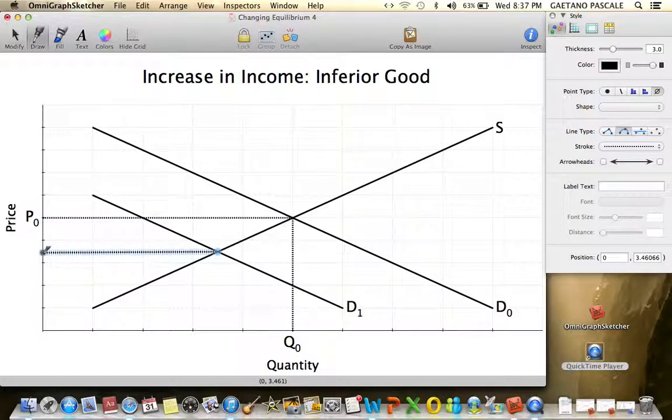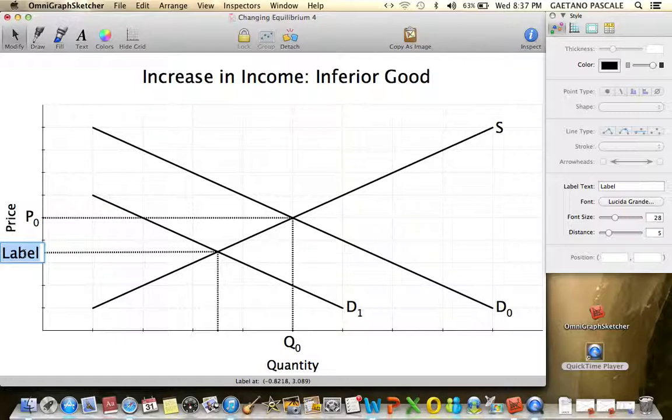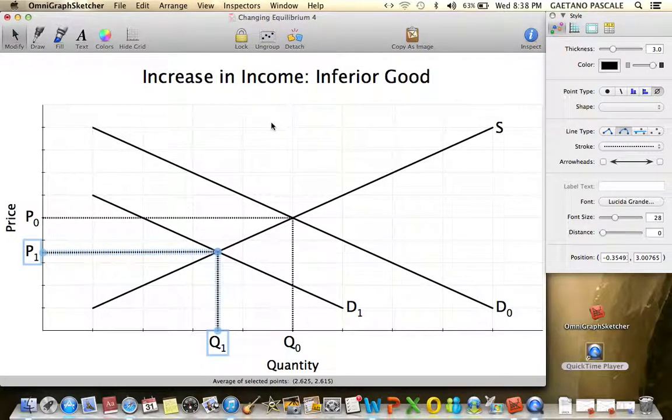So here is where my equilibrium price is going to be, and here is going to be where my new equilibrium quantity is going to be. So let me label this P1, and let me label this Q1. And let me group those together so it's a little bit easier to see. That is our new equilibrium price and our equilibrium quantity.